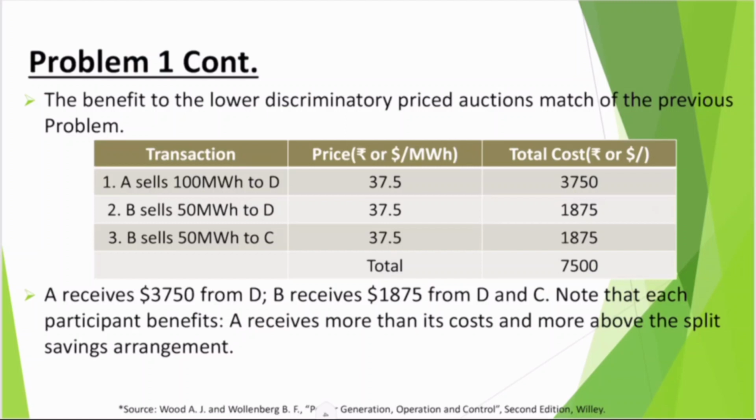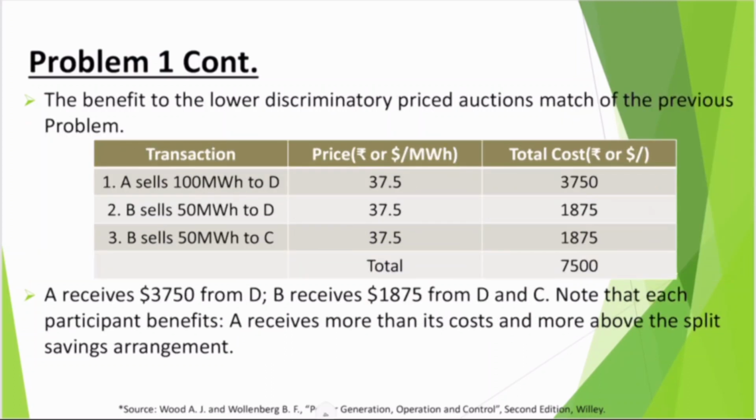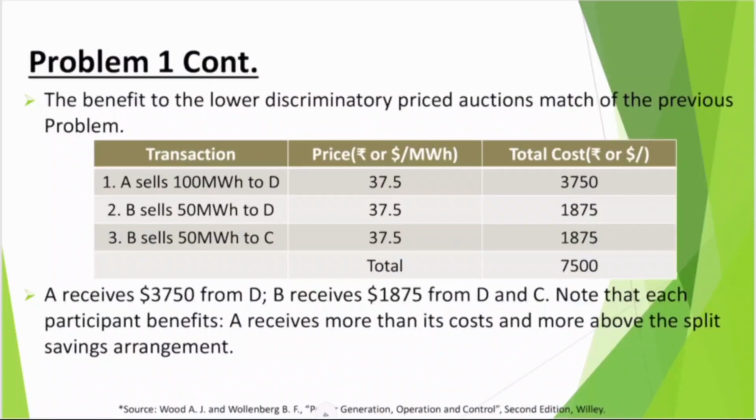Now one more example where the price is not necessarily the same, because if you see the previous example, this 45, 25, 45, 30, 35, 30 is fine. But if I consider that the cost is simply going to be 37.5 for everyone, then for each block of 100, 50 and 50, you will get different payments, which is 3750, 1875 and 1875, and the net saving is going to be 7500. So if you set the highest incremental cost, rupees or dollars per megawatt hour, for each and every transaction, then probably you will gain more benefit through this transaction process.